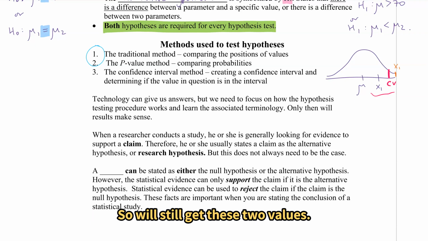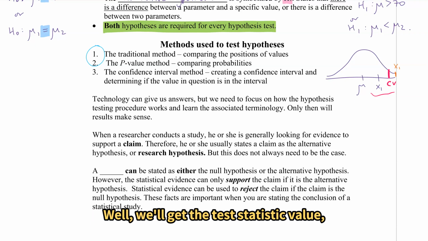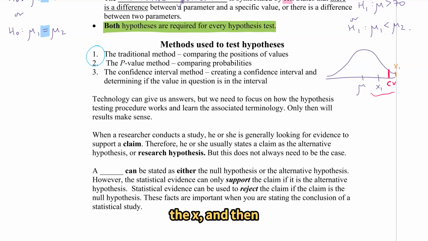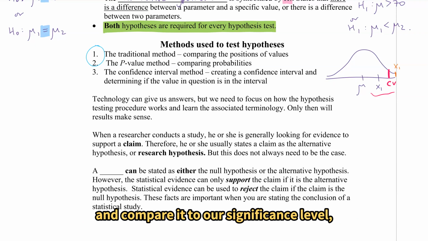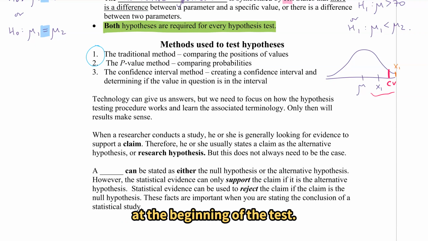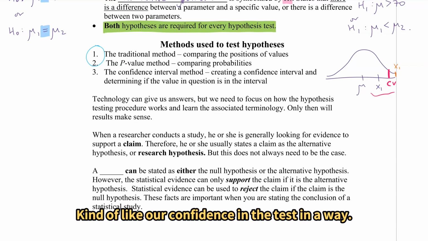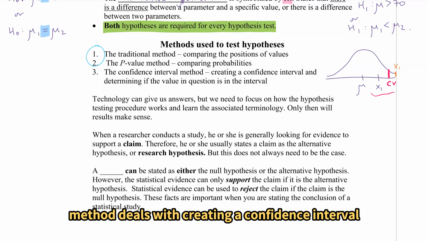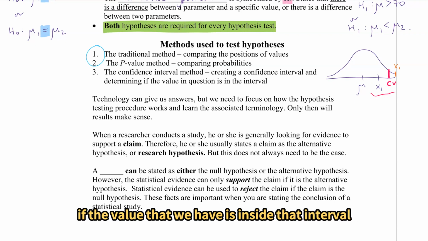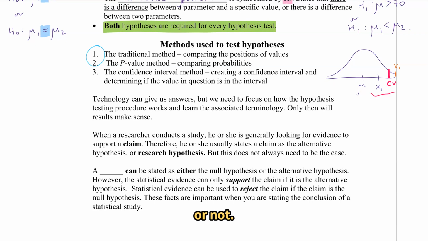So we'll still get these two values. Well, we'll get the test statistic value, the x, and then we'll find the probability associated with that x and compare it to our significance level, which will be something that we decide at the beginning of the test, kind of like our confidence in the test in a way. And then the confidence interval method deals with creating a confidence interval and then determining if the value that we have is inside that interval or not.